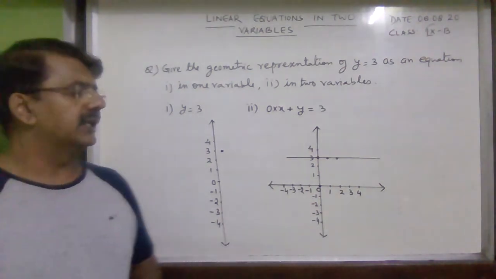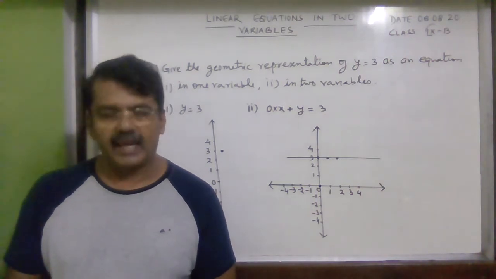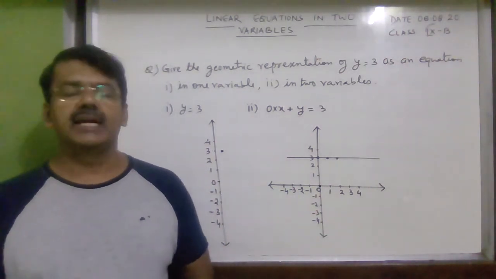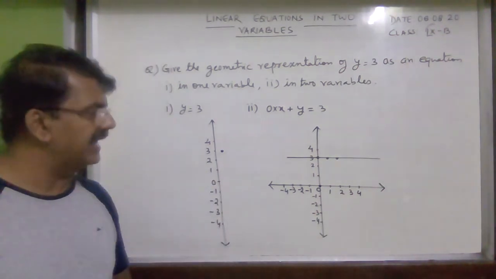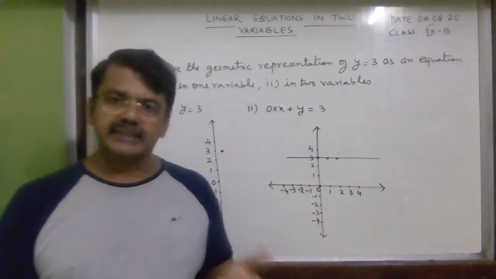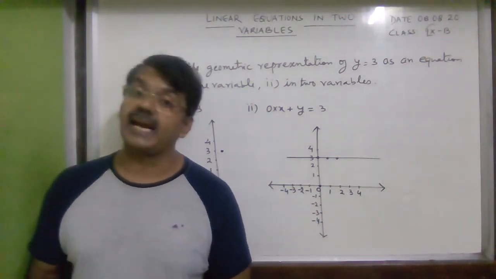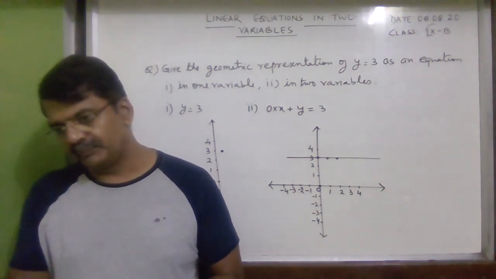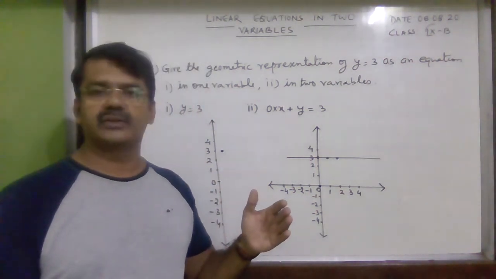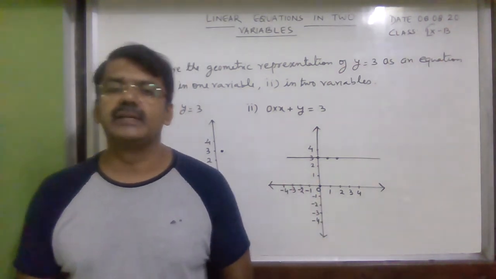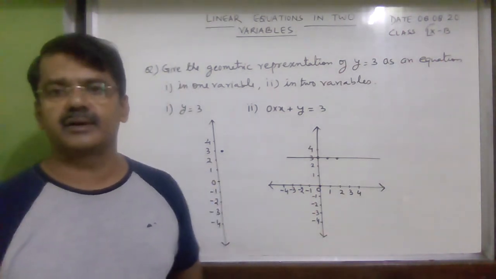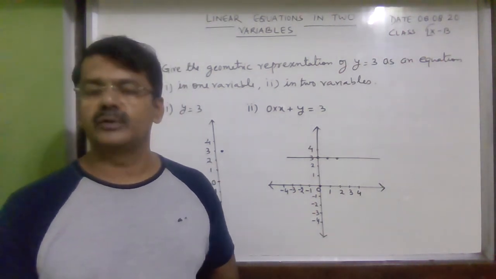Now I hope it is clear to you that whenever a line is parallel to x-axis, it is of the form y is equal to a, and whenever the line is parallel to y-axis, then it is of the form x is equal to a, where a is the distance of the line in either case from the origin, and a has to be taken with sign. Means that if the line is on the positive side of origin, then you will take the distance as positive, and when the line is on the negative side of origin, then you will take it as negative. Clear?